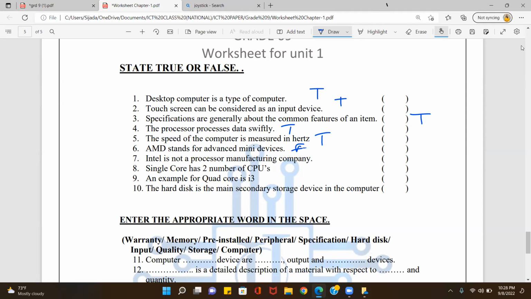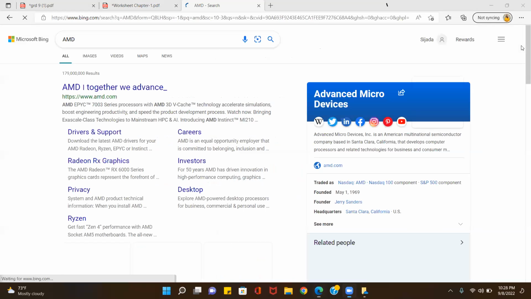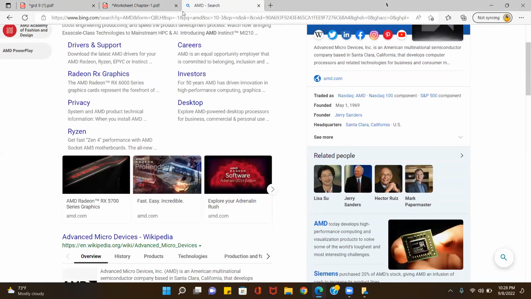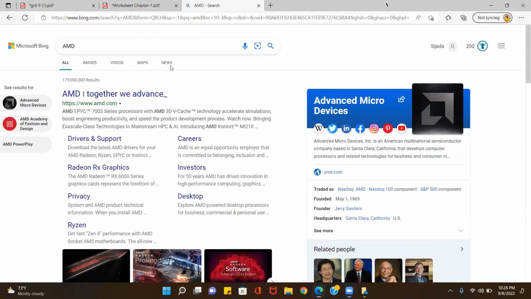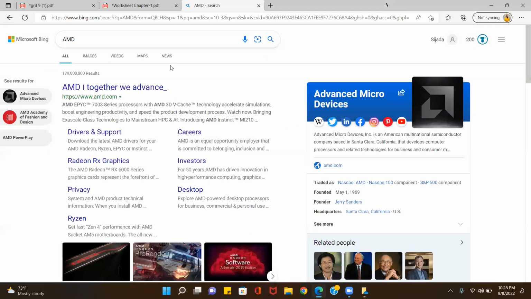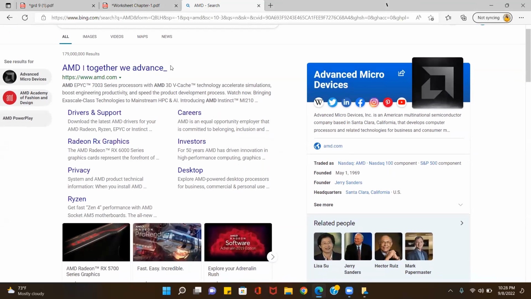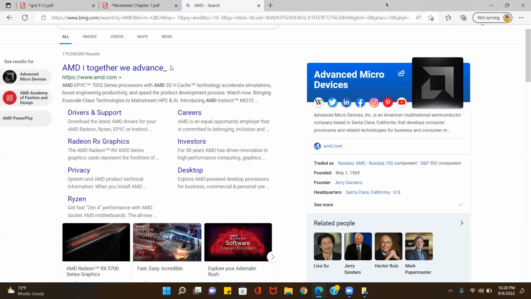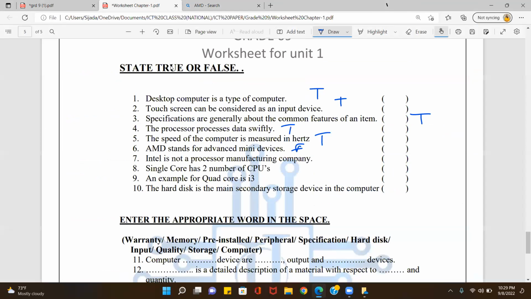AMD stands for Advanced Mini Device. No, that is false. What does AMD stand for? Anybody who can tell me? Anybody who knows? You must have studied. AMD stands for Advanced Micro Devices, not mini devices.